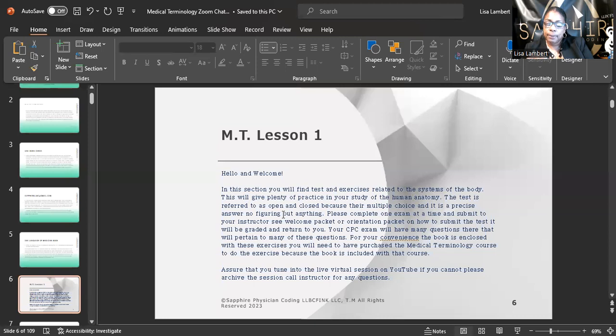Make sure that you look at those illustrations, the pictures, because sometimes on your CPC or your CPB, they ask you certain body parts. I know they do on CPC. On CPB, you may not get a question like that, but just be prepared. Some of you who are taking CPB may move on to coding. Okay, so let's move on.